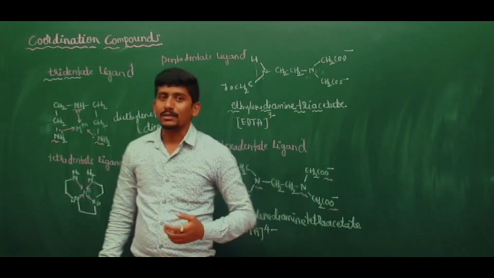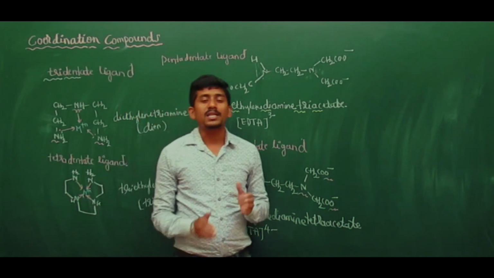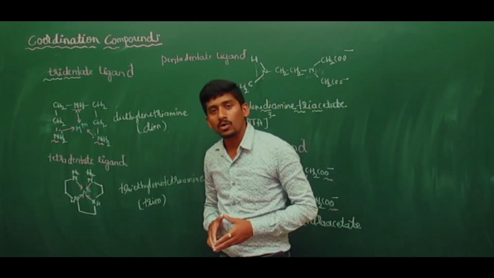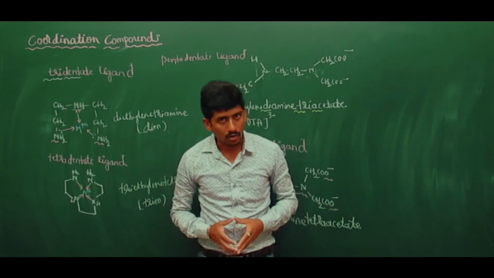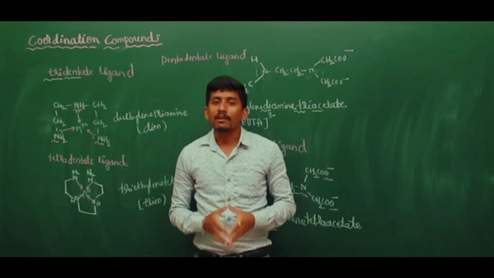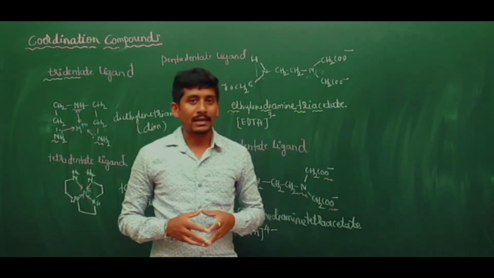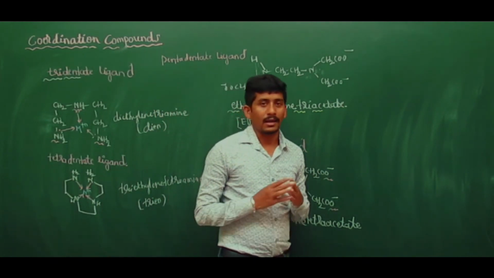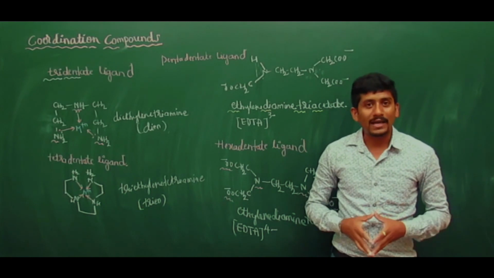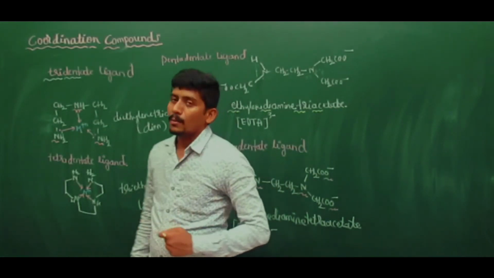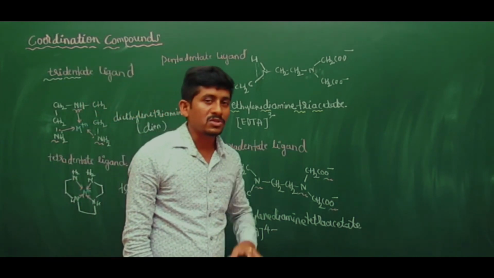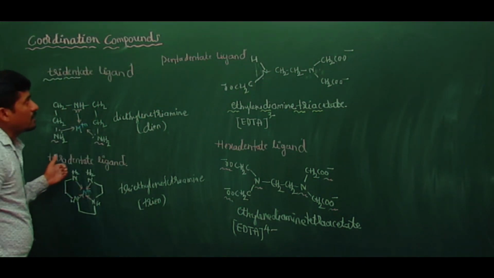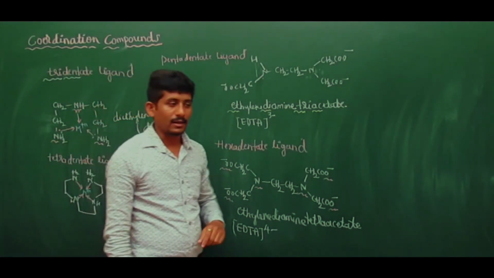Coming to denticity, what is meant by denticity? Denticity is the number of coordinate bonds that a ligand can form with a central metal atom or ion in a coordination entity, right? If a ligand is bound to a central metal atom or ion through a single donor atom, it is called a monodentate ligand, right? If it is bonded through two donor atoms, it is a bidentate ligand. If three or more donor atoms, polydentate. And these are the examples for tri, tetra, as well as penta and hexadentate ligands, right?